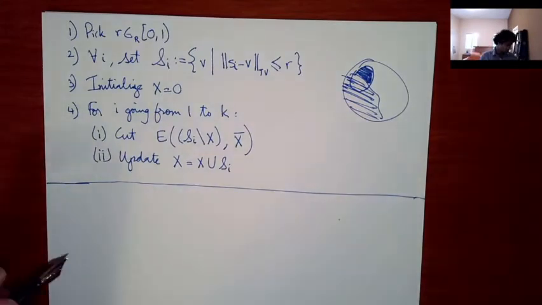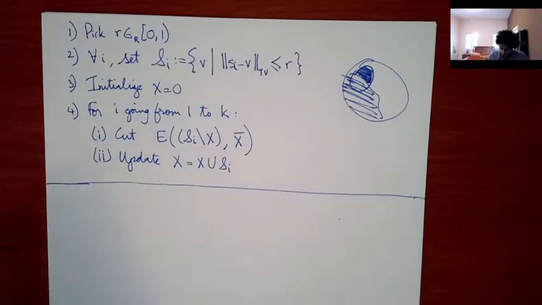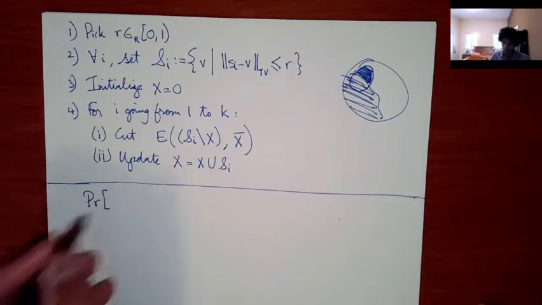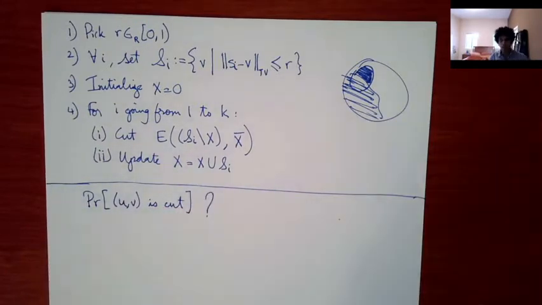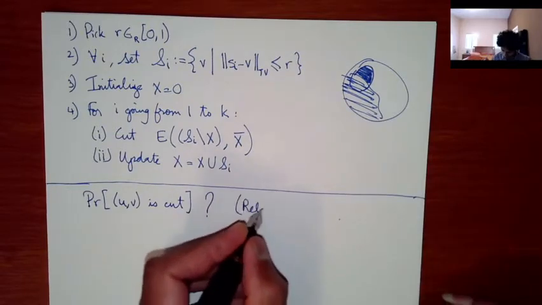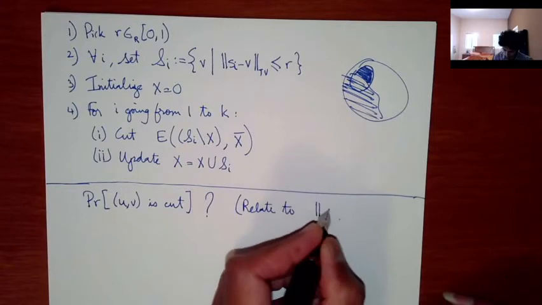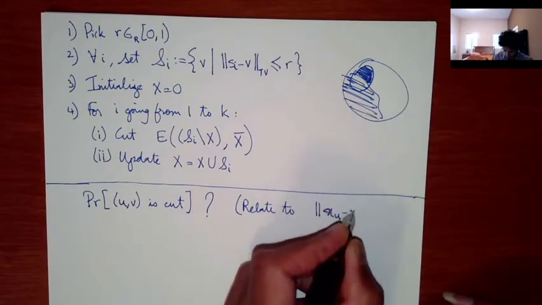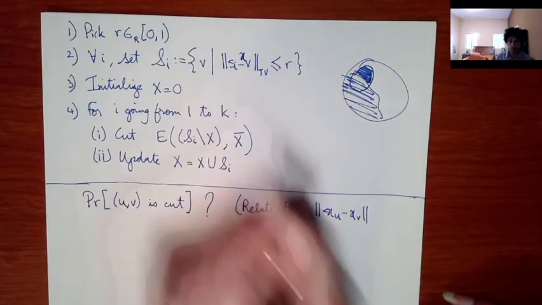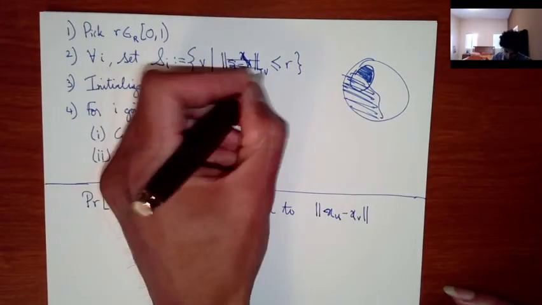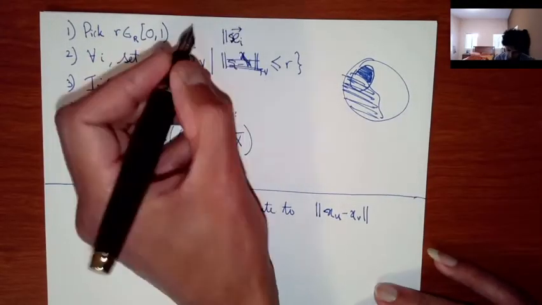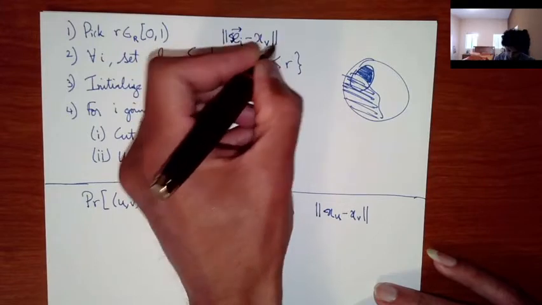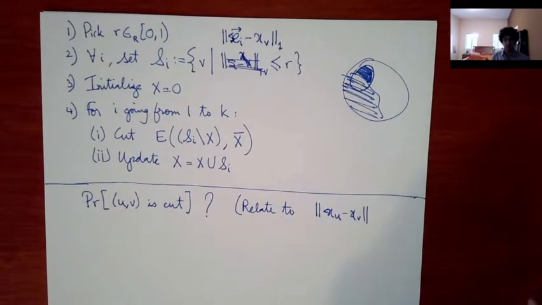Now we're actually going to come back and modify this. But first, let's look at the probability that UV is cut. This is what we need to bound. And we need to relate this to the total variation distance of X_U minus X_V. It's e_i, which is the vector corresponding to S_i, e_i minus X_V. Okay, we need to relate it to this.